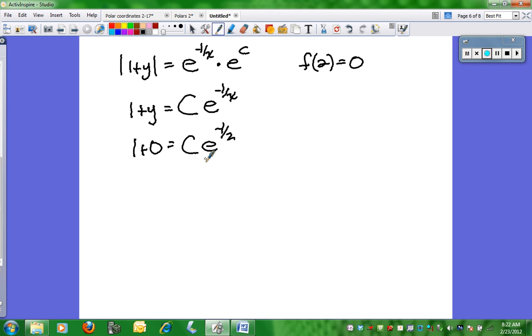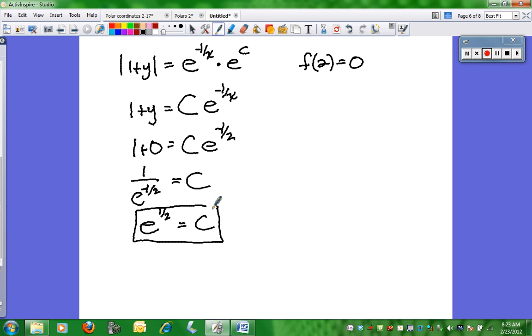We're going to solve for c. So we have to divide both sides by e to the negative 1 half. So this ends up becoming 1 over e to the negative 1 half equals c. Well, 1 over e to the negative 1 half is really just e to the 1 half, if we get rid of that negative exponent. We have our c. So now let's plug it back in and solve for y.